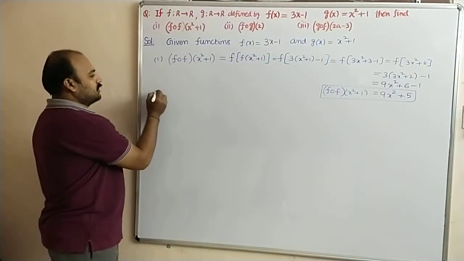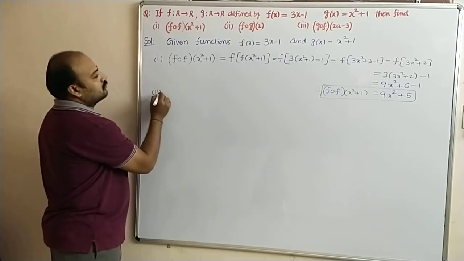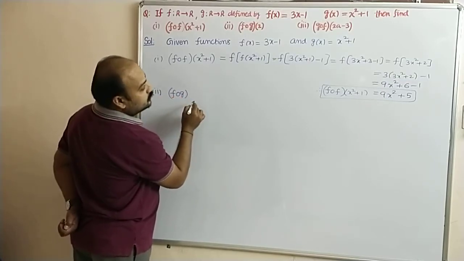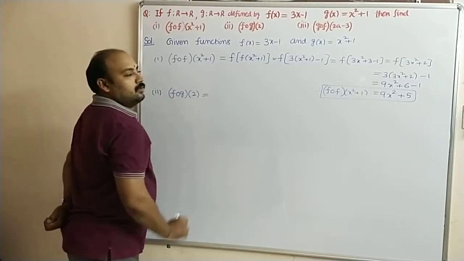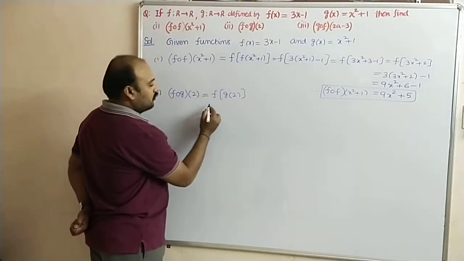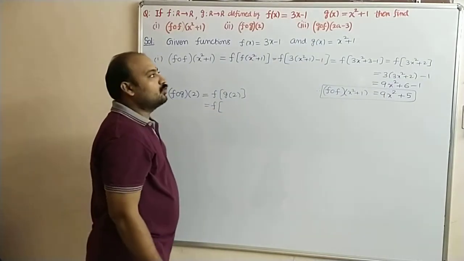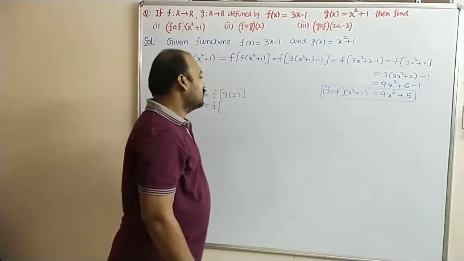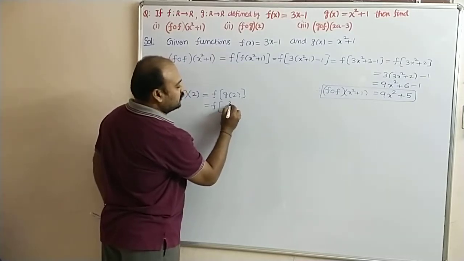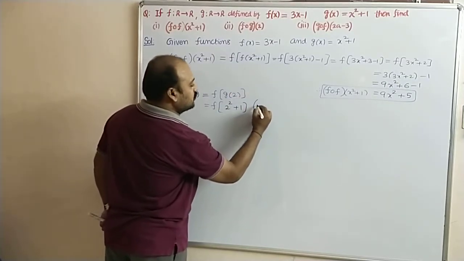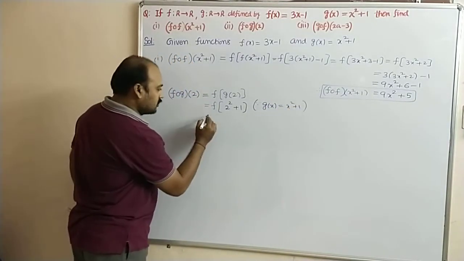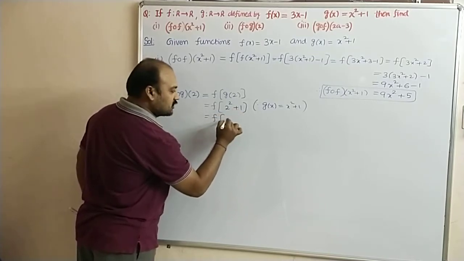We come to the second question. f circle g of 2. That means f of g of 2. g of x is equal to x square plus 1. So in place of x, 2 is there here. So 2 square plus 1, since g of x is equal to x square plus 1. So that is equal to f of 2 square, means 4, 4 plus 1 is 5.